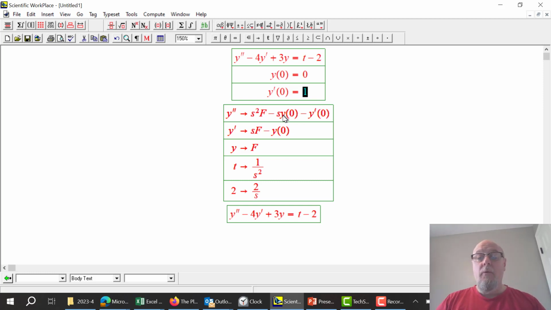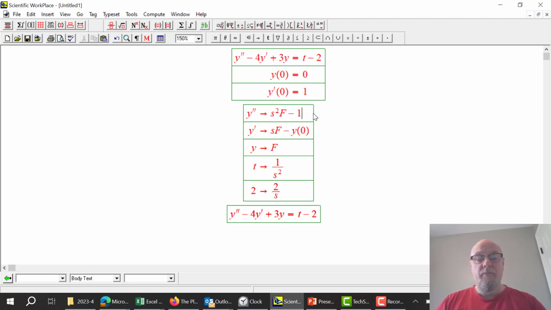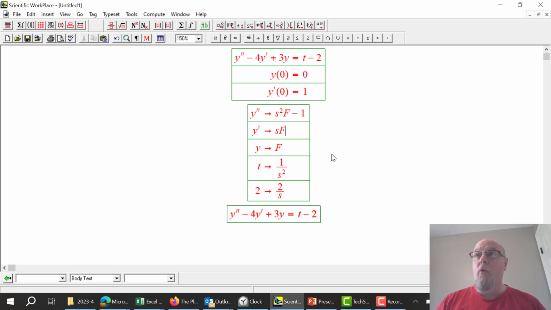Let's do that now. When I make y naught equal to 0, that makes this disappear. And when I make y prime naught equal to 1, there. Okay, I've absorbed the initial conditions into my transform. The transform of y' is sF. On the table you would write sF minus y naught, but y naught is equal to 0, so I got rid of it. The transform of y is equal to F, so then the inverse transform of F is equal to y.